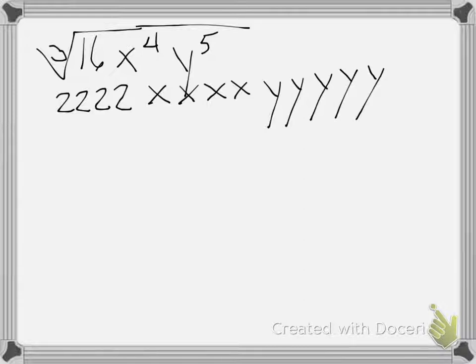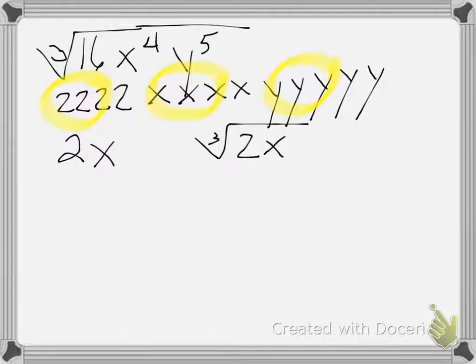Everybody is not paying attention. All right, because it's the cube root, you need a group of 3. You need a group of 3. Can you see the difference? It's not square root, it's cube root. So the groups are different. So you're going to have 2 out, 2 in, 1 x out, 1 x in, 1 y out, and y squared in. That is the solution.